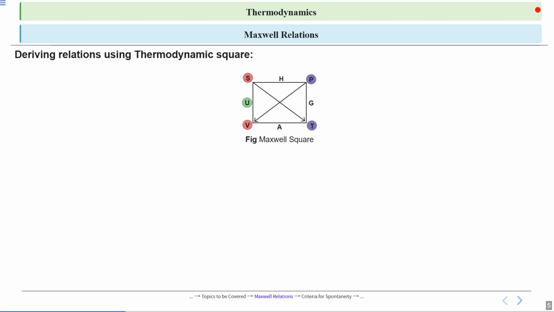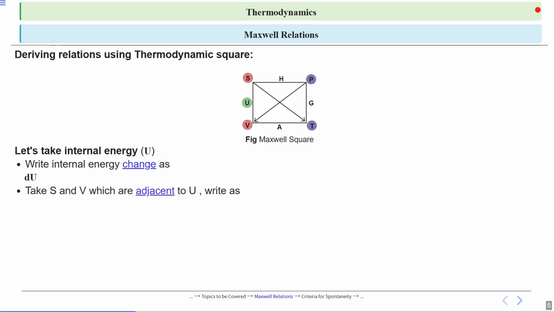It's very simple. If you look at the magic square here, let us talk about internal energy, say. You can see there is internal energy in the green box. How do we derive a relation with the internal energy? So write internal energy as dU. We are writing it for a small change, so we write it as dU. Next, you can see on either side of the internal energy we have S and V, which is entropy and volume. How do we write this? We simply take the derivative, so you can write it as dU equals dS, dV.